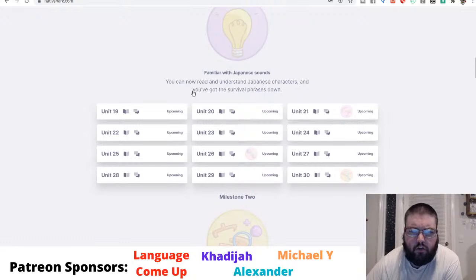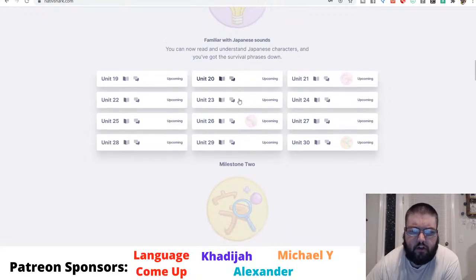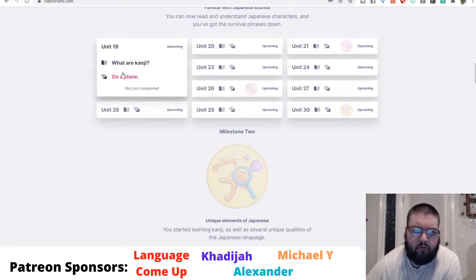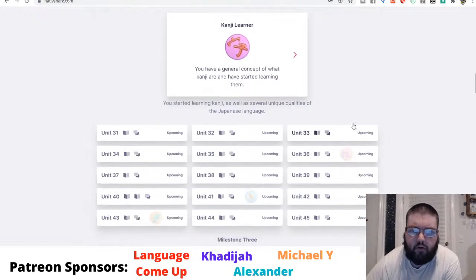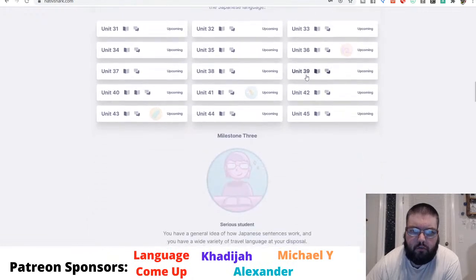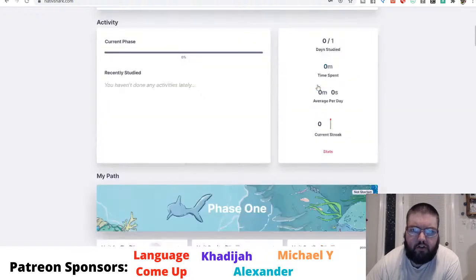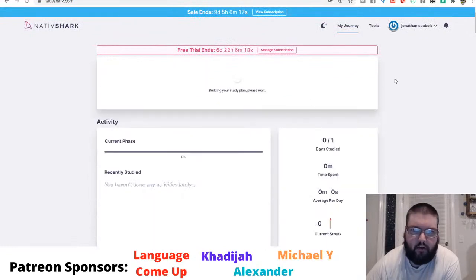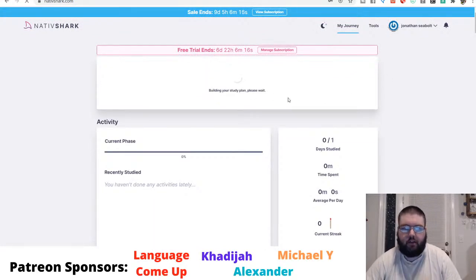All right, so you can now read and understand Japanese characters, and you've gotten survival phrases down. Okay, maybe start here. Can you start anywhere? Okay, you might be able to start anywhere. So, Kanji learner, this will be big. Okay, let's just go up here. I'm just going to hit start studying. We're going to see what the first thing is right off the bat, and we'll go from there. Building your study plan. Here we go.